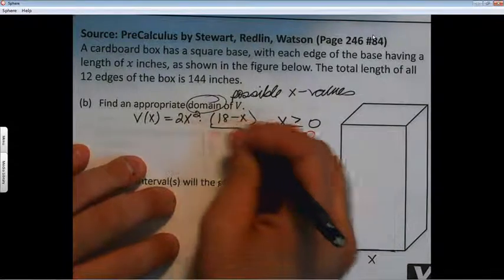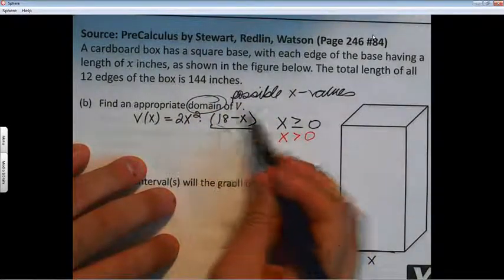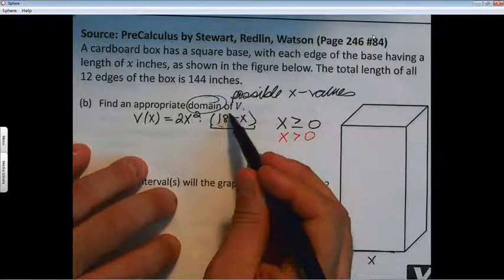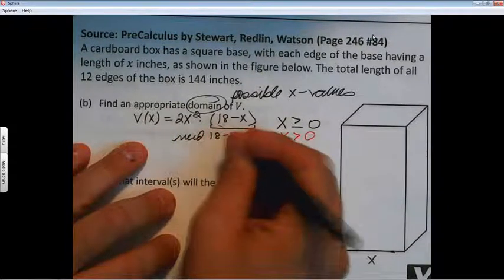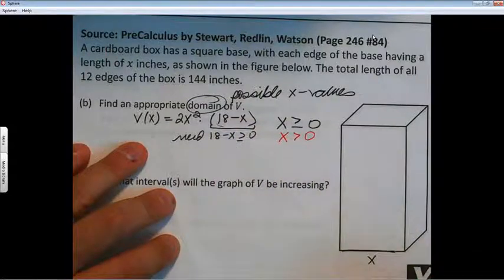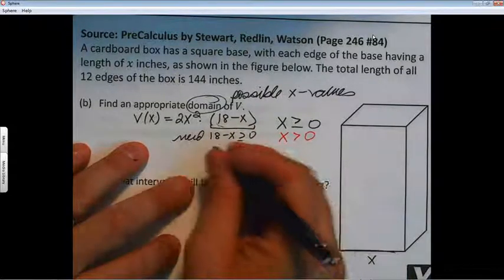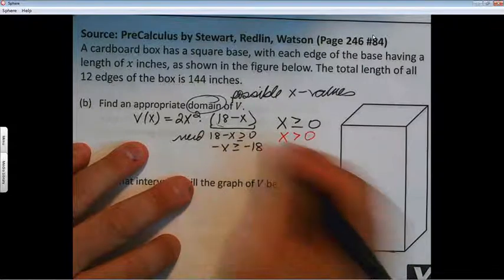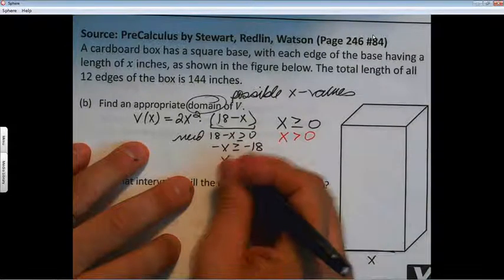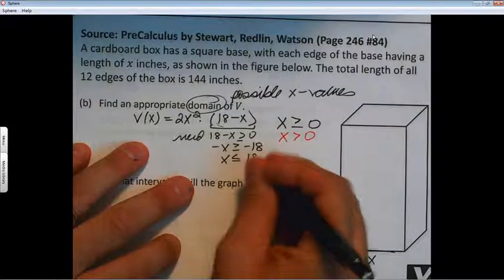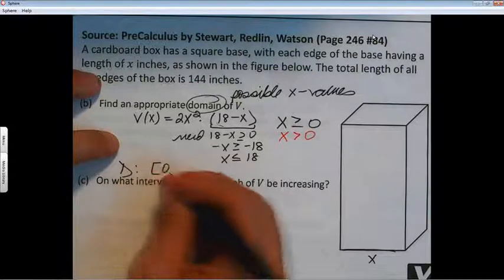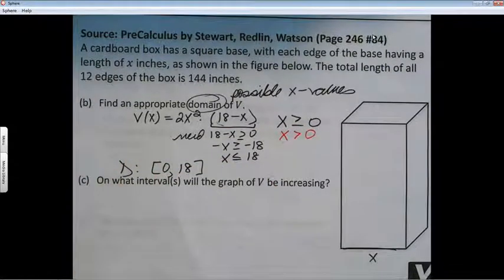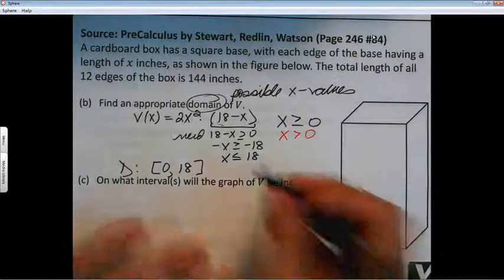Well, let's see if there's a maximum value. Our volume is 2x squared times 18 minus x. No matter what x is, I square it, I'm going to get a positive. That doesn't seem to be a problem. Over here, this factor, the 18 minus x, we need to make sure that this remains positive. Otherwise, we're going to get a volume that has a negative value. So we need 18 minus x to be greater than or equal to 0.